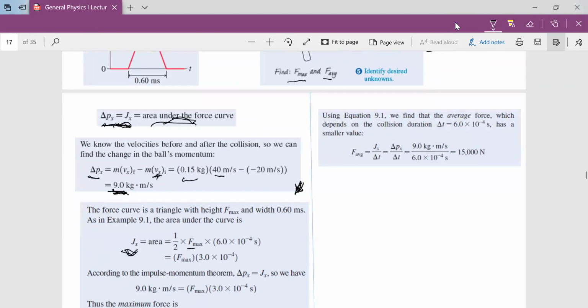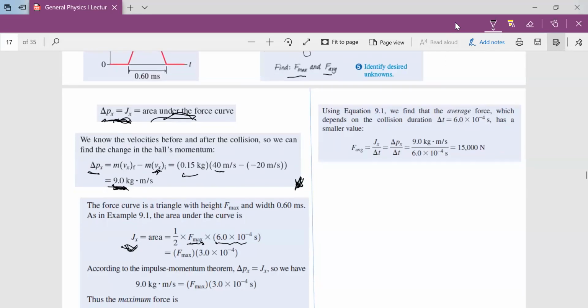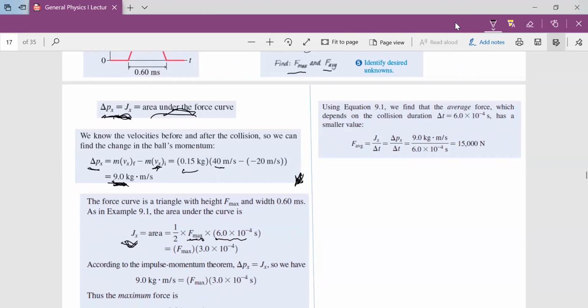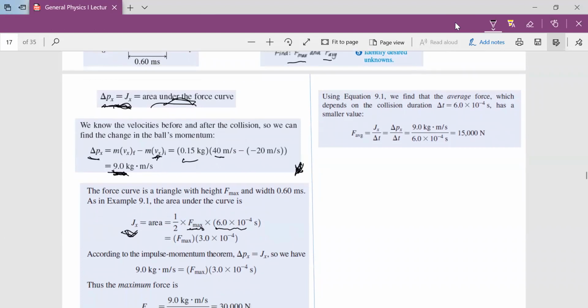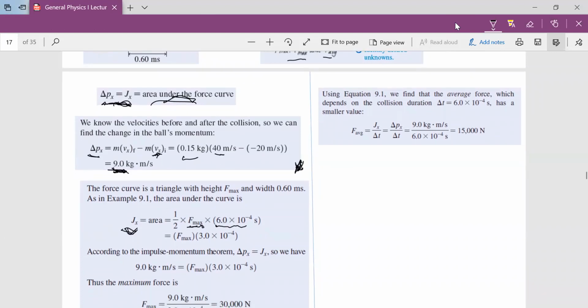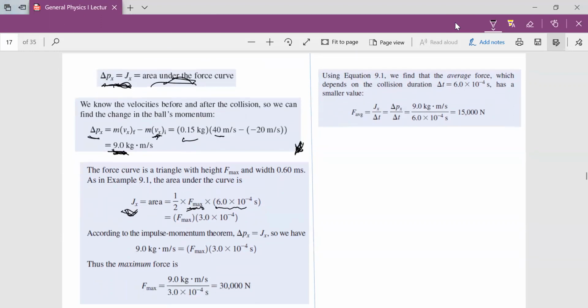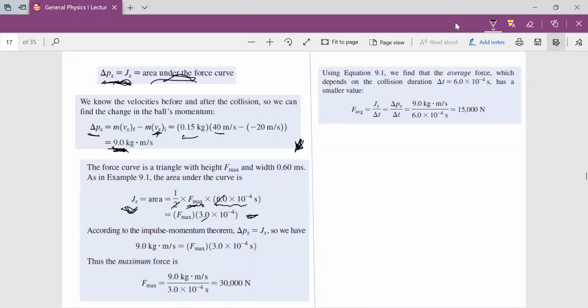So half the F max we are looking for, then the base, which is 60 milliseconds. When we convert that to seconds, we'll get 6.0 times 10 raised to the power minus 4 seconds. So we can make F the subject of formula. Let me not jump, let me follow the exact step, okay? So 2 went into this to give you this value, all right?